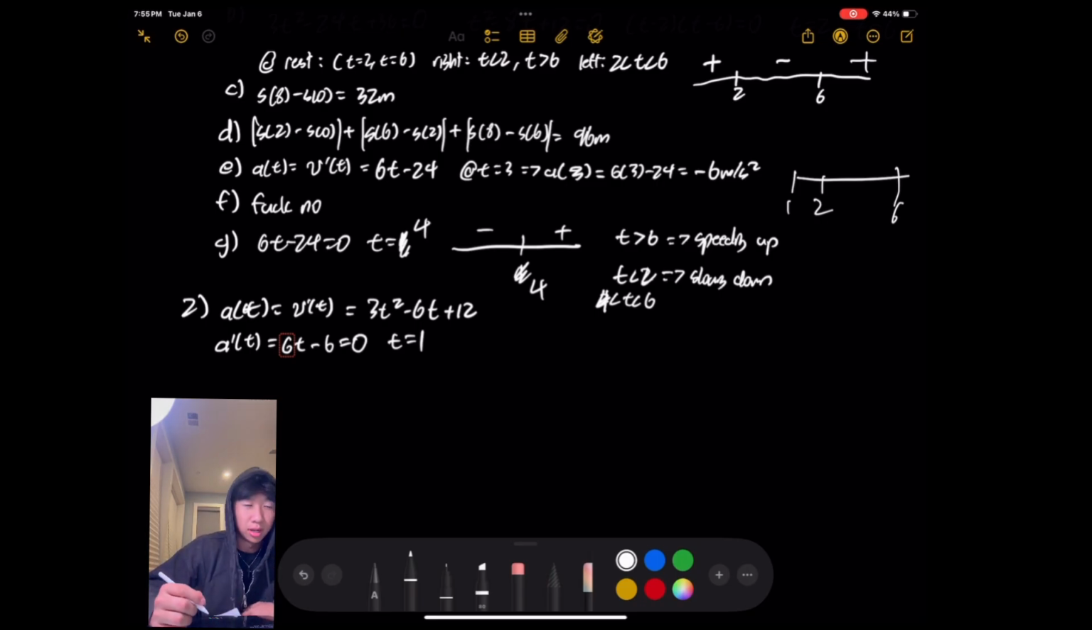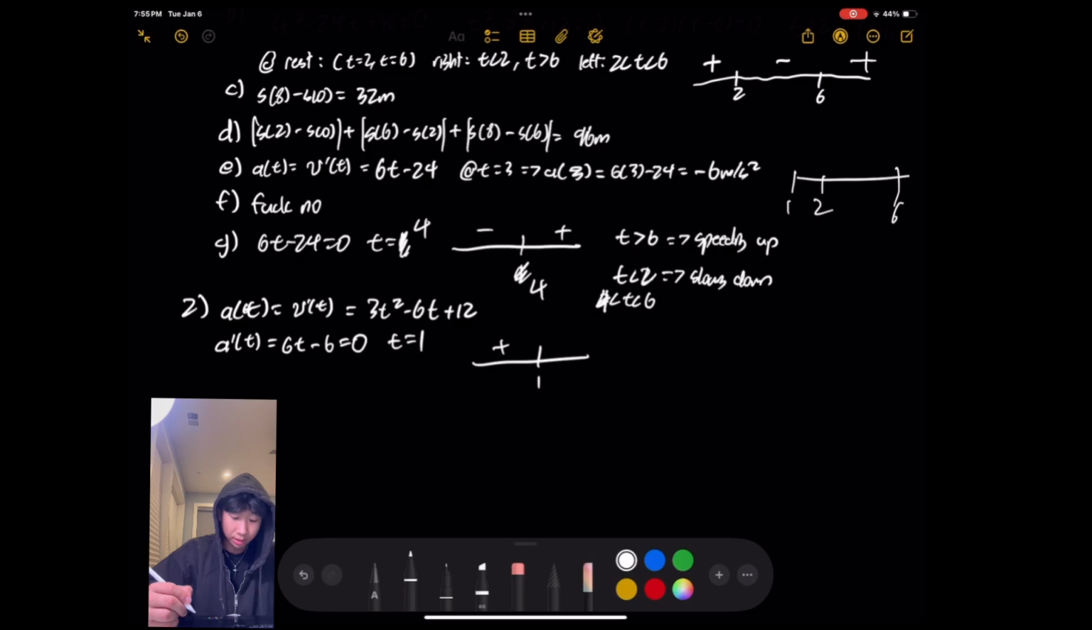T equals 1. Alright, now we can draw our little thing with 1. So we're going to plug in something less than 1 and something greater than 1. Let's say 0. We're going to plug 0 into the acceleration function, not the derivative of the acceleration function, the acceleration function. The acceleration function at 0 is going to be positive.